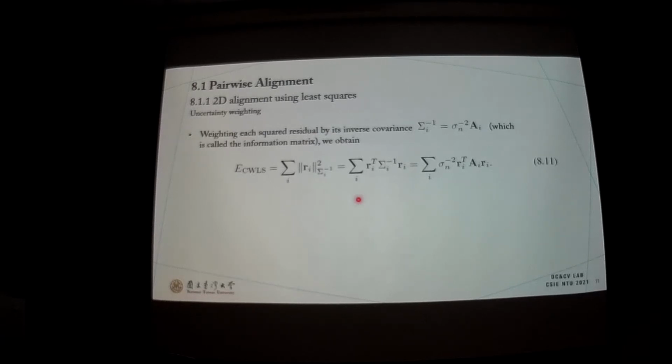We can also use more techniques by using the covariance information to deal with non-matching feature points. If we are using the covariance information, we first weight each squared residual by its covariance, weighting based on this equation. This is called the information matrix.